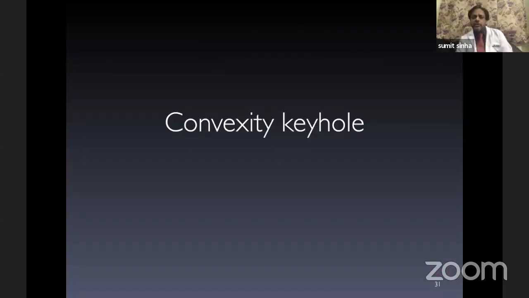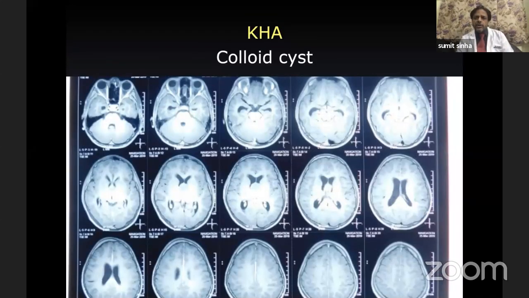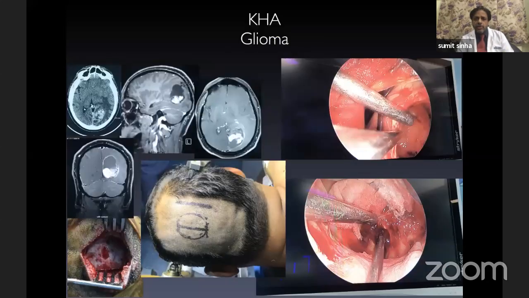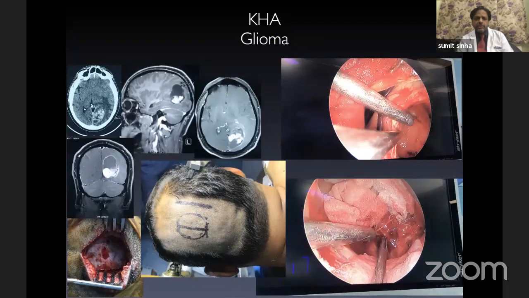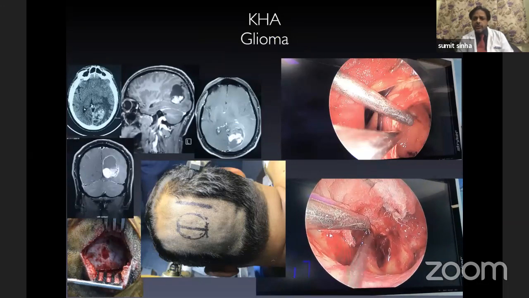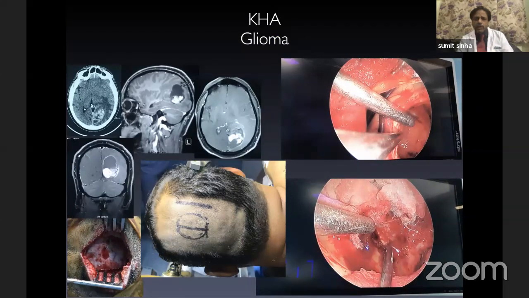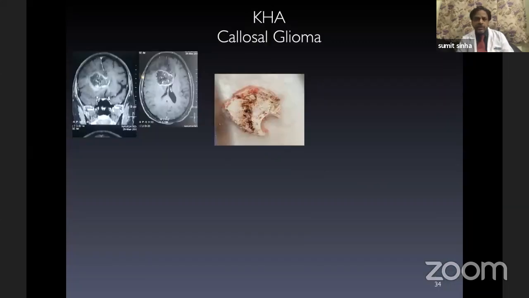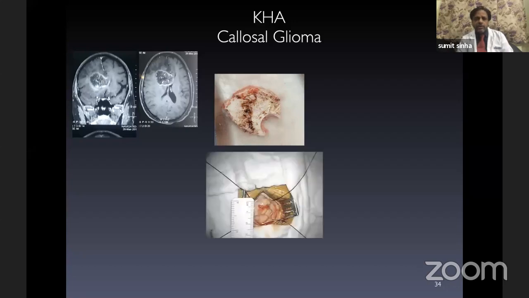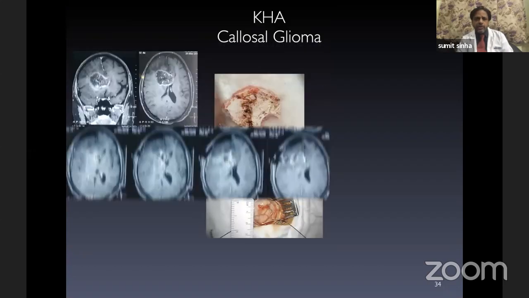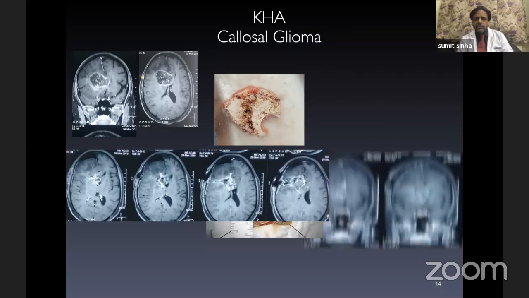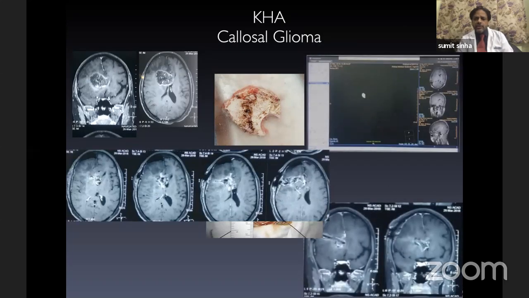Another type of keyhole is the convexity keyhole, which you can use for craniotomy for colloid cyst or glioma. Now, this is a routine glioma surgery, and at the end of the surgery, you can take your endoscope inside, visualize the remnants of the tumor tissue, which can aid in complete excision of the tumor. Callosal glioma, a small craniotomy, and you see this is a post-operative scan, and we do a routine volumetric analysis post-operatively. This was the volume of the tumor tissue which was left behind at the end of the surgery.